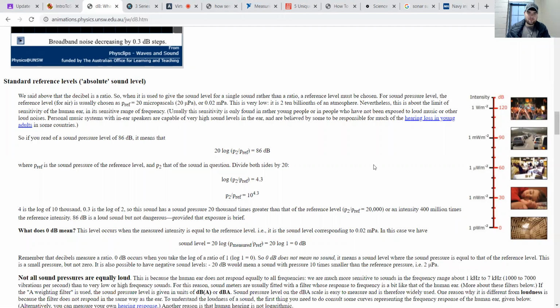The standard reference level, the absolute sound level, is around 20 micropascals for air. This is very low, 10 billionths of the atmosphere. And as it says right here, it's usually only found in younger people who have not been exposed to loud music, while personal sound systems such as earbuds and loudspeakers can continue to put a dampening on that.